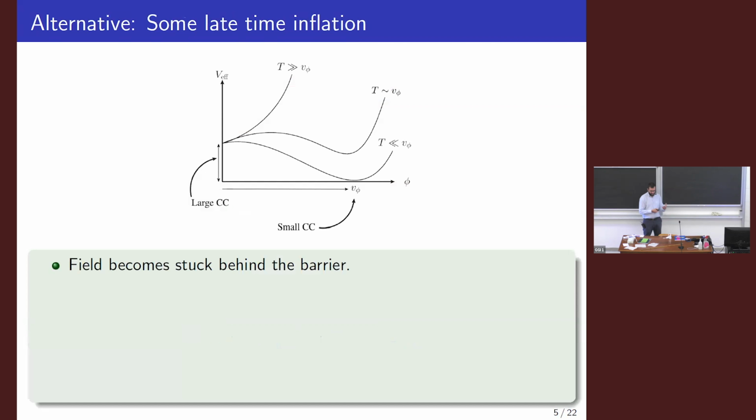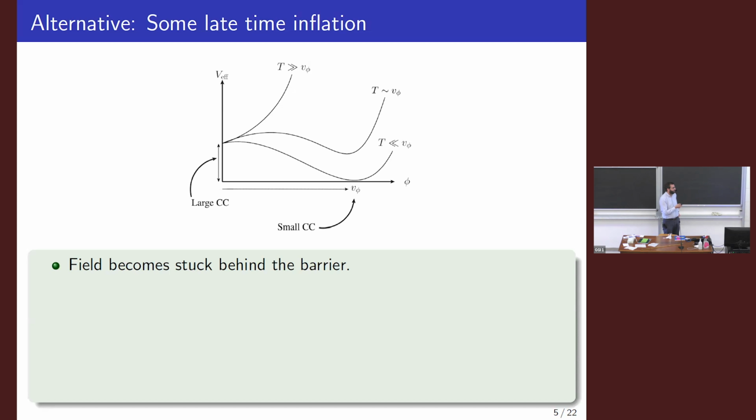An alternative to having a matter-dominated epoch would be to have an inflationary epoch. I'm not talking about the usual slow roll inflation, which takes place much earlier, but some other time in the evolution of the universe where you have some exotic scalar field, say, which gets stuck behind the barrier in its effective potential.